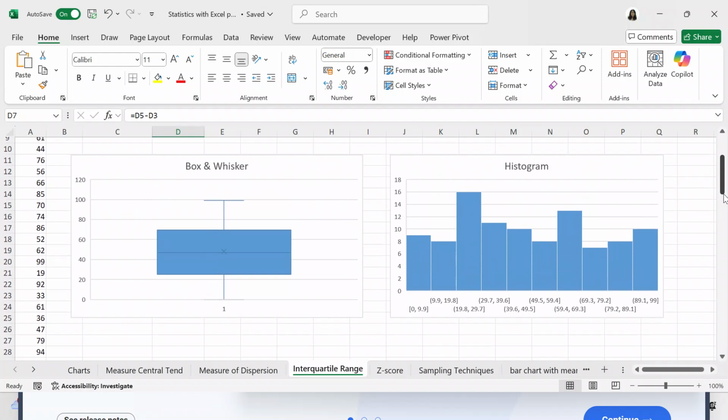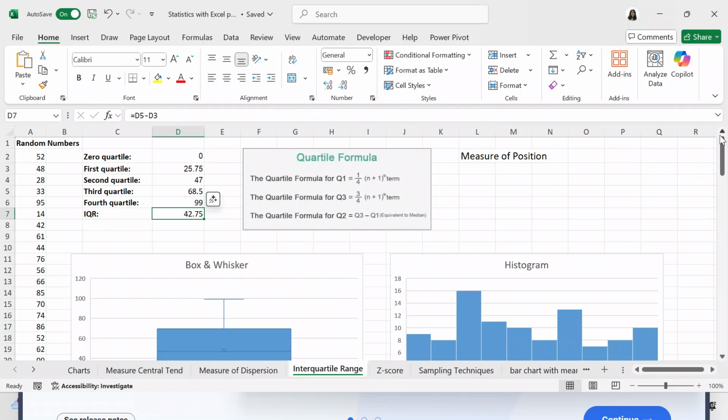I also gave you a histogram that shows you the distribution of the random numbers that we had created. So that concludes this video on measure of dispersion, where we're talking about the interquartile range. In the previous video, we talked about the percentile, but the two measures of position are the quartile and the percentile. So that's it for this video. In the next video, we're going to be discussing z-scores. I hope that you decide to watch it.